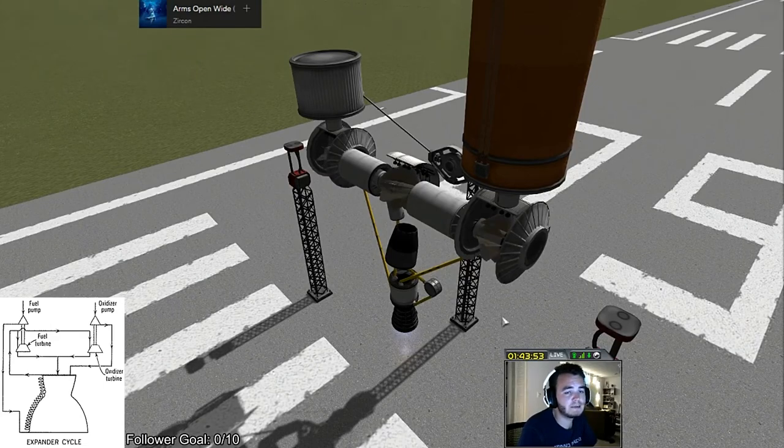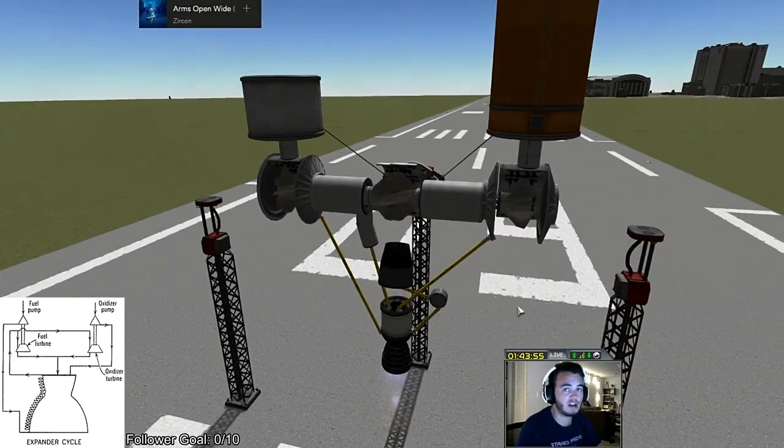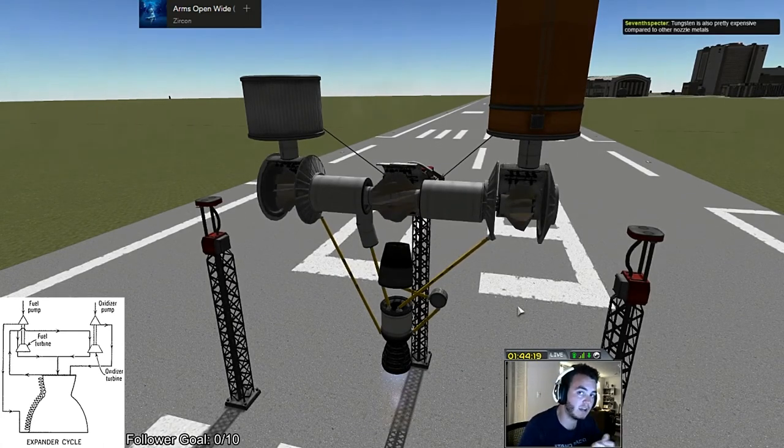Like I said, expander cycles can be really good in terms of throttle ability. It can also be really, really good for small to medium pressure class missions, right? So something like the RL10, I believe, only has somewhere on the order of like 150 kilonewtons, like 110 kilonewtons, something like that. So it's not a very large rocket engine, but it's very, very efficient, right? Because it also uses liquid hydrogen and liquid oxygen.